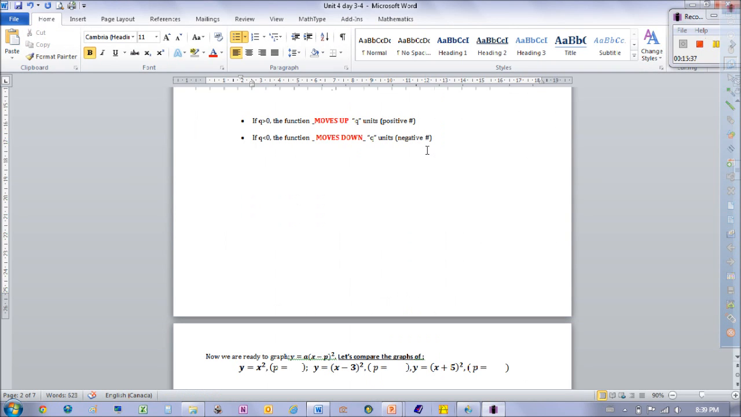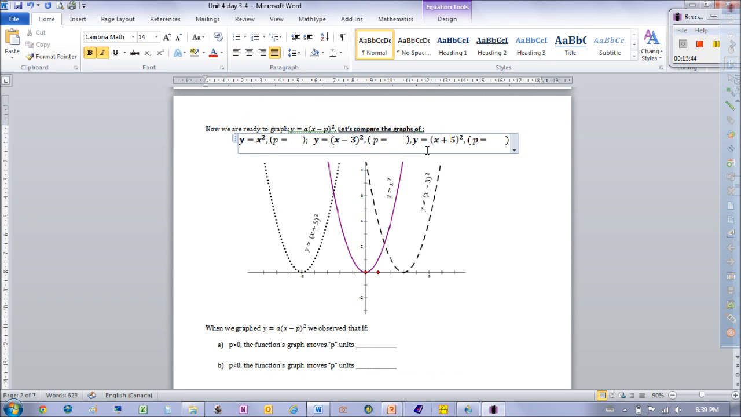Now, the one letter that is left unanalyzed is p. Now, let's take a look at p. So again, in our chunking process of the vertex form of an equation, we looked at ax squared plus q, and now at a times x minus p squared. And in the interest of time, I have 3 graphs of 3 different functions with 3 different p values.